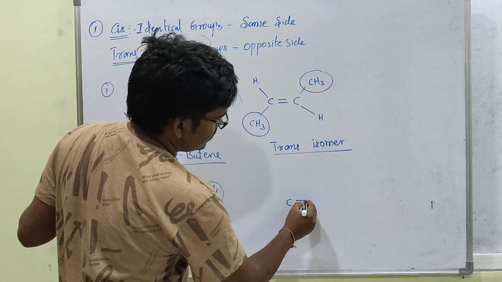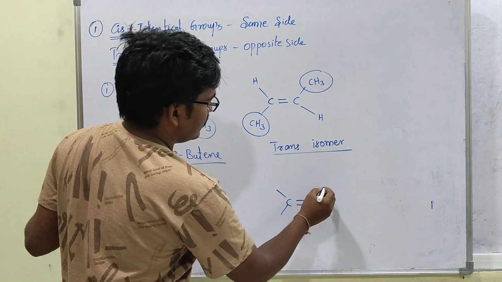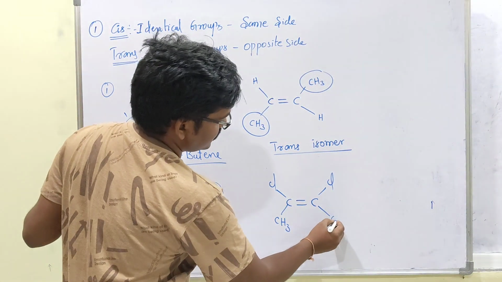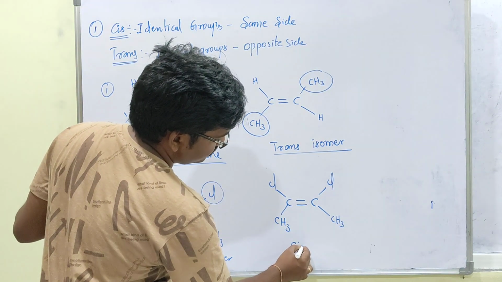Then here C double bond C, then Cl, CH3, then CH3. Then we call it a cis isomer.